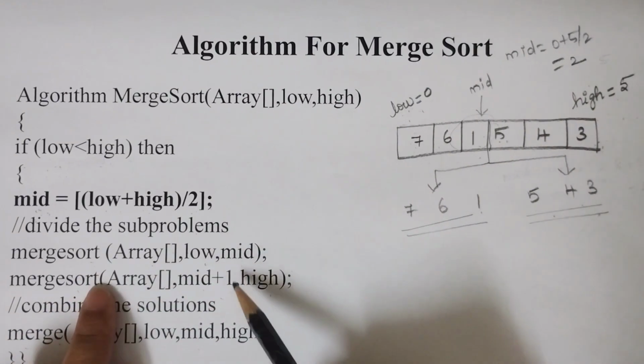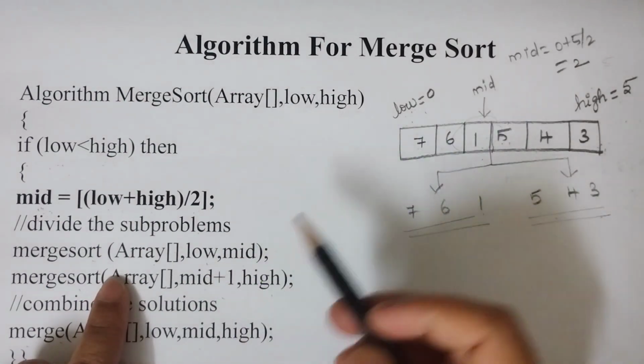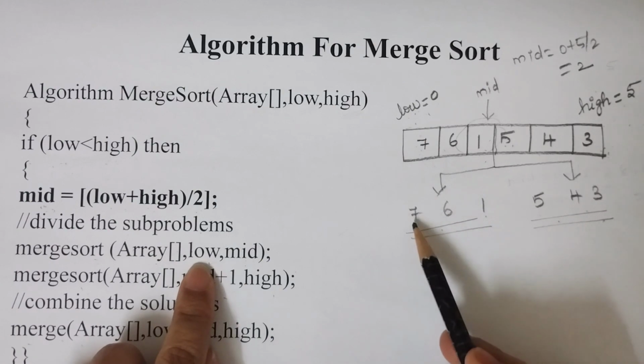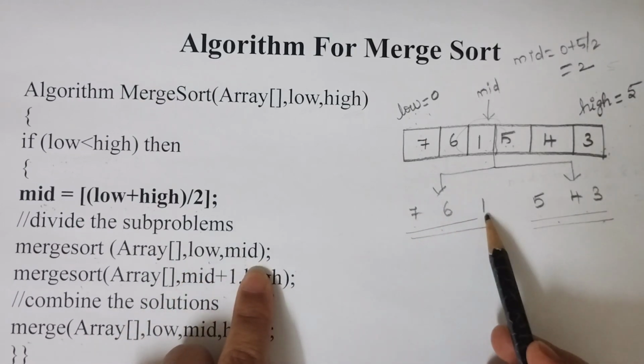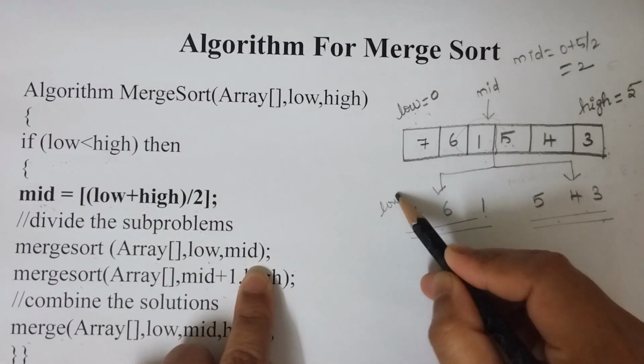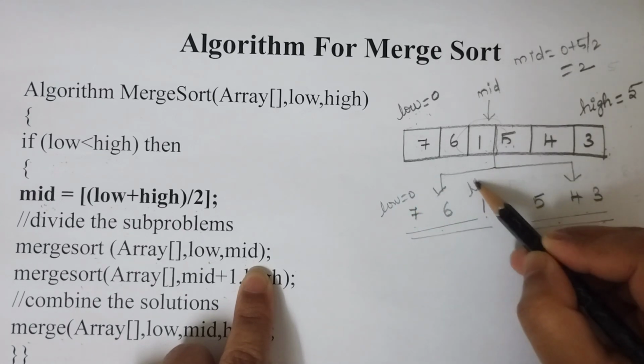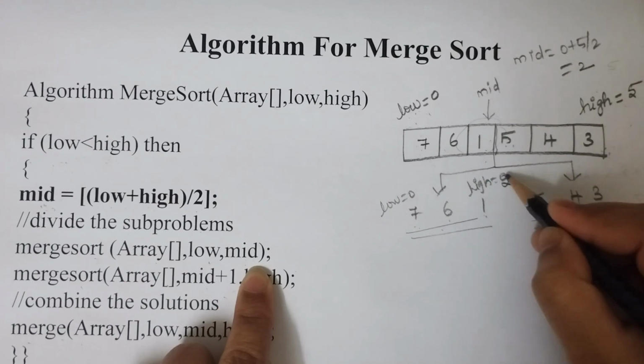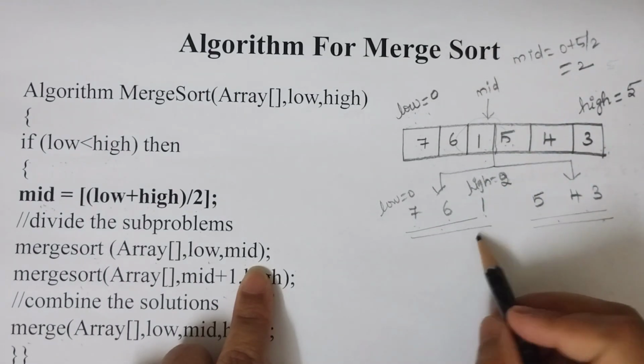Now, how this call works recursively: once I split this array, I found out my low value and I found out my high value. Now this is my low value and this is the high value for this sub list. 0, 1, 2. So 2 is the high value for this sub array.